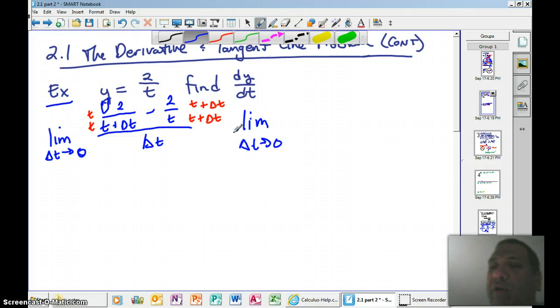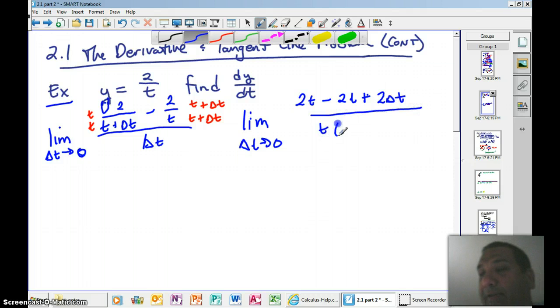As it approaches 0, I'm going to do a lot here. I'm going to have 2t up top minus 2t plus 2 delta t, all over that big product t times t plus delta t, all over delta t. So not too shabby. It gets a little algebra intense, but here is a hint.